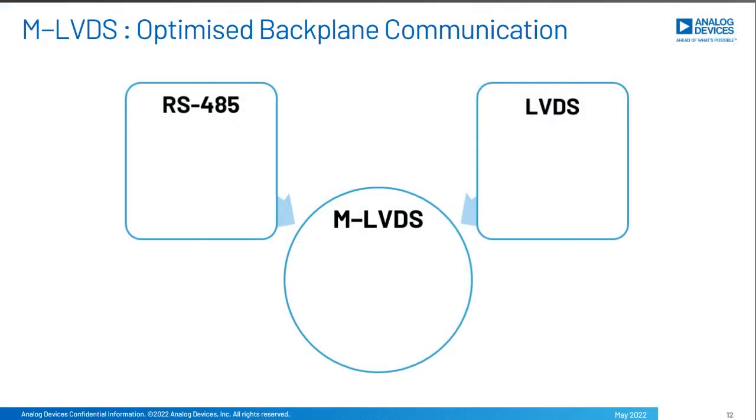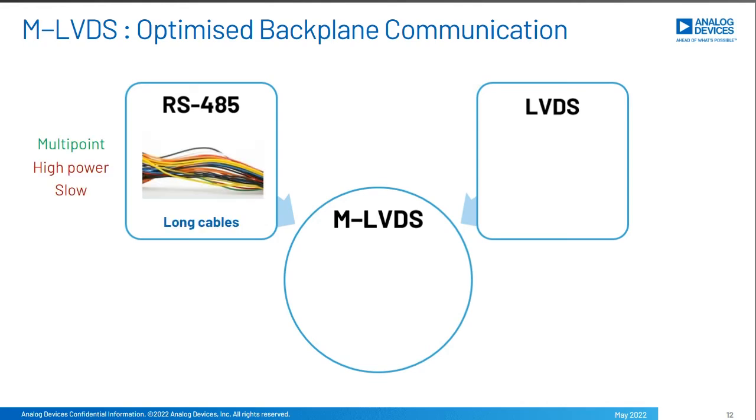So I think the first question is, what is MLVDS, if you haven't come across it before? It's best thought of as a combination of the best parts of RS-485 and the best parts of LVDS. RS-485 is inherently multipoint and designed for robust communication over long cables. But it does fall back slightly in terms of its high power consumption and its speed.